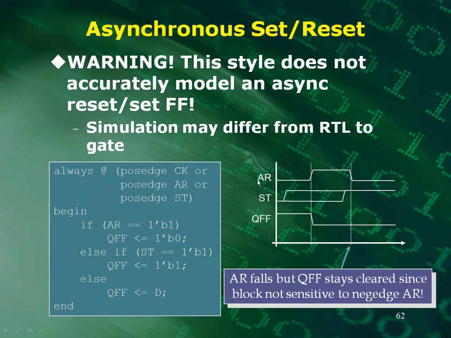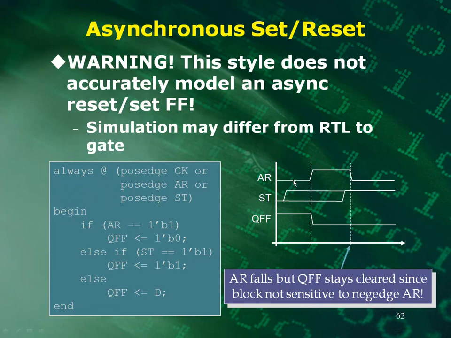Okay, so we come in, that triggers this to come in again, and we say, is AR equal to 1? It is, so we set the Q flip-flop to 0, and that's what we see right here. Now, it's active, and it's still high. Okay, so the Q flip-flop stays at 0.